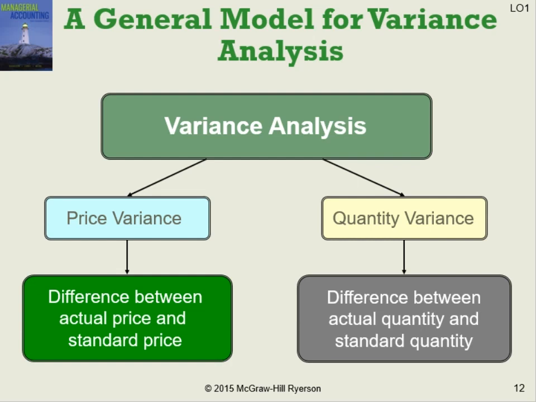So we'll see how those formulas actually work out in a bit, but we analyze the price variance separate from the quantity variance, and the total difference between the actual cost and the standard cost would be analyzed in terms of these two variances. The price variance plus the quantity variance would be the total variance.